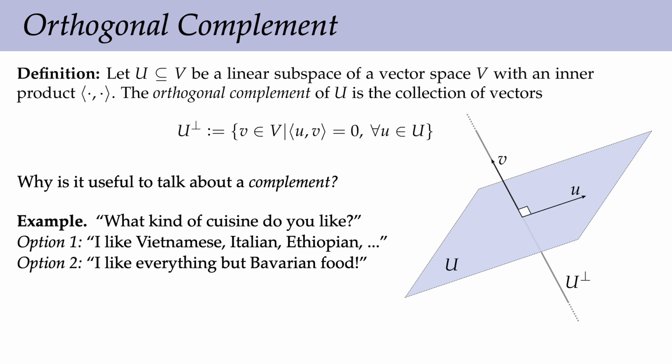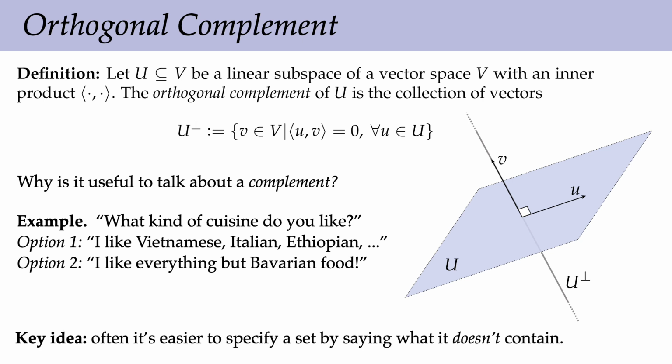You could specify what you like by giving the complement of the things that you don't like. Right? And that's typically why we have this kind of construct in a language, because it's often easier to specify a set by saying what it doesn't contain than what it does. Okay? And that's kind of the idea behind the Hodge star. It's something like an orthogonal complement.